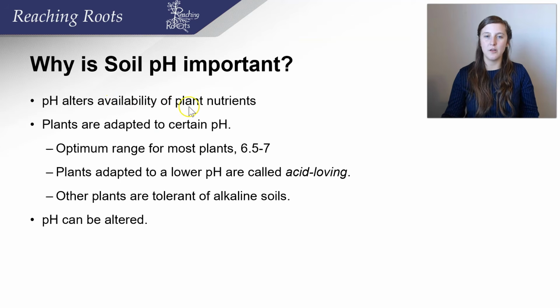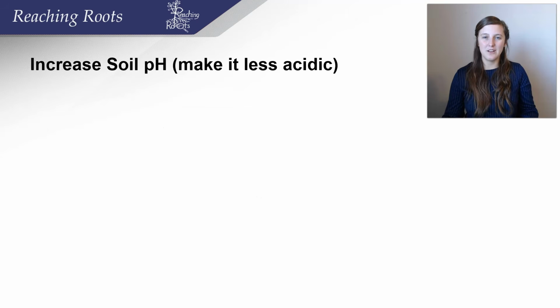pH alters the availability of plant nutrients to plants. So if the pH is off, the plant won't be able to obtain nutrients that they need. Most plants are adapted to a certain pH. The optimal range for most plants is 6.5 to 7. Plants adapted to lower pH soils are called acid-loving plants. Other plants are tolerant to alkaline soils. The pH of your soil can be altered. If you have a bad soil pH, it can make your plants grow really badly. But if you improve it by changing the pH, you can improve your plant growth. How do you increase or change your pH? There are two different ways that you can change your pH.